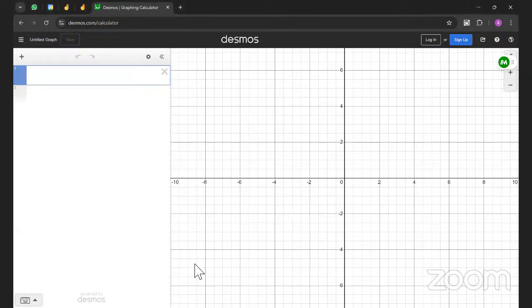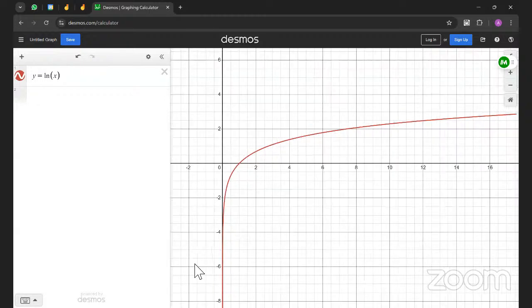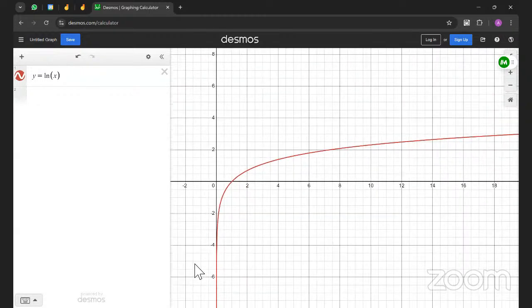Does your teacher use a graphing calculator? No, we just have the graphing calculator, right? Yeah, we just have that. So we should use this to our advantage. So here's a log graph. Okay, focus on it a little bit.